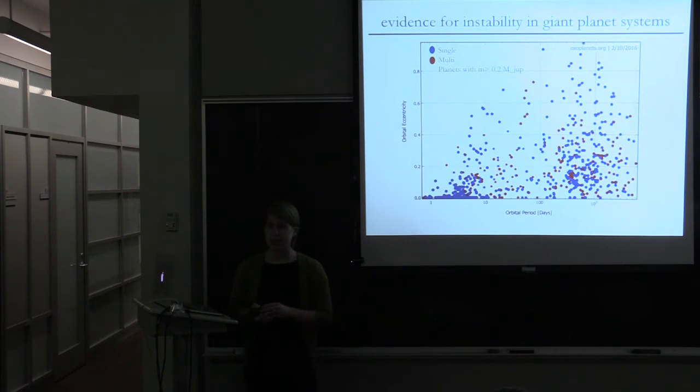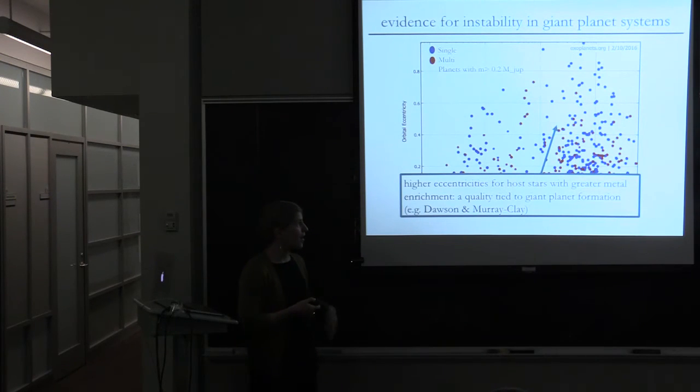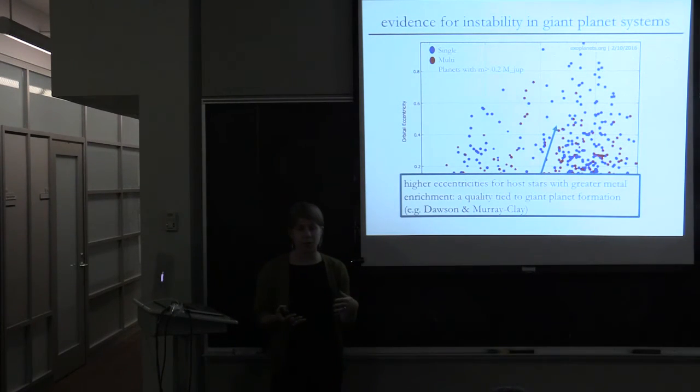For exoplanet systems, there is evidence that instability is also important. For gas giants, I showed you this eccentricity distribution, and it's thought that planet-planet scattering can account for this. Furthermore, the highest eccentricities seen are correlated with the host stars of those planets having greater metal enrichment. And we know that greater metal enrichment in the host star also corresponds to a higher likelihood of giant planets. The idea is that you have more solid material around when the disk is there, so you form more giant planets. If there are more giant planets, then you have a greater chance for instability, and that's why there's this correlation between the two.